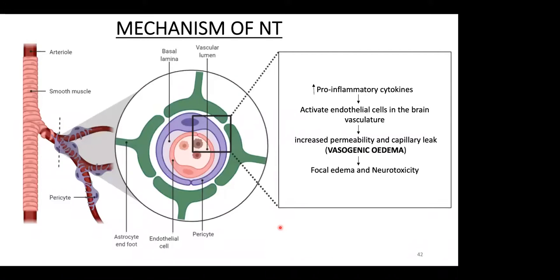And this is the mechanism of neurotoxicity. Once all these pro-inflammatory cytokines are there within the blood vessel, this is the blood-brain barrier which is depicted here. These pro-inflammatory cytokines would activate the endothelial cells. When the endothelial cells are activated, there's increased permeability as well as capillary leak, causing a vasogenic edema. This would result in a focal edema and neurotoxicity.